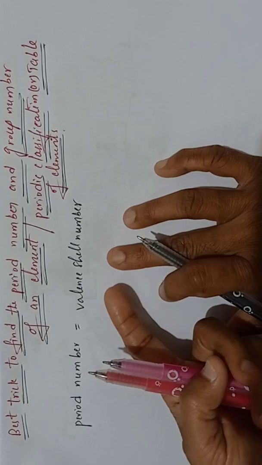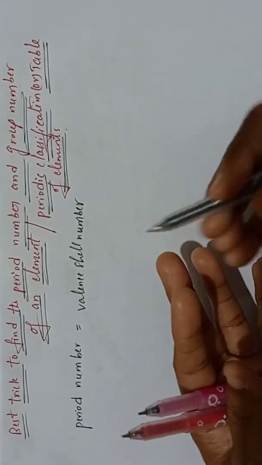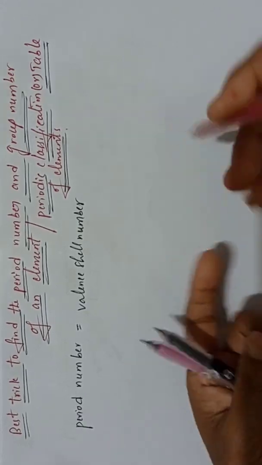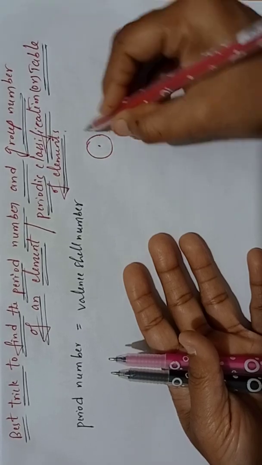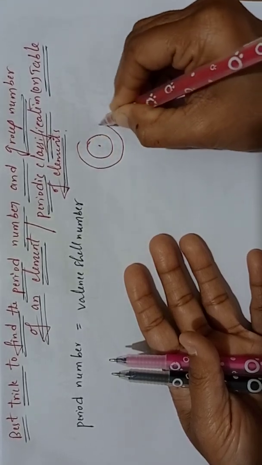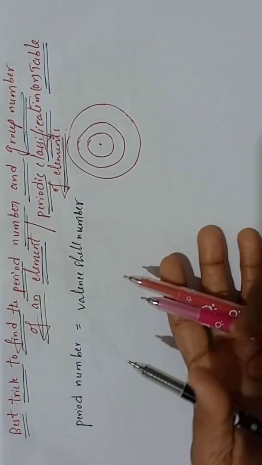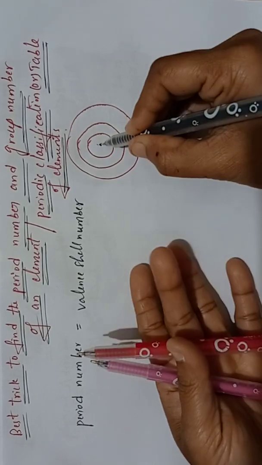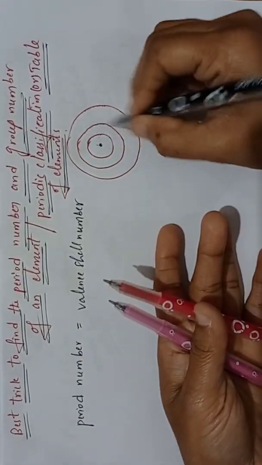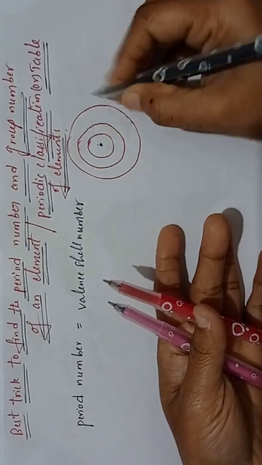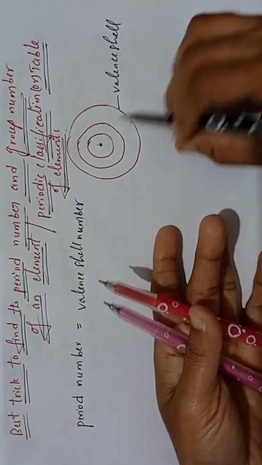We know that the valence shell is the last shell of an atom, correct? What is the valence shell? The last shell of an atom. See here students, this is an atom. This is the first shell, second shell and this is the third shell. This is the nucleus. So the last shell of an atom is called the valence shell. Clear? This is the valence shell.